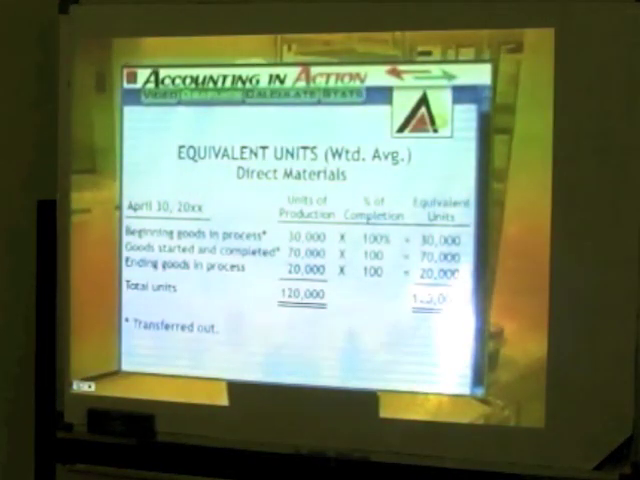To compute equivalent units for direct materials, the number of units in process is multiplied by the percent of direct materials added during the period. In many manufacturing settings, 100% of the direct materials are added at the beginning of the process. Therefore, the ending goods in process are considered 100% complete with respect to direct materials. This is added to the number of units completed and transferred out of the department to get total equivalent units for direct materials.